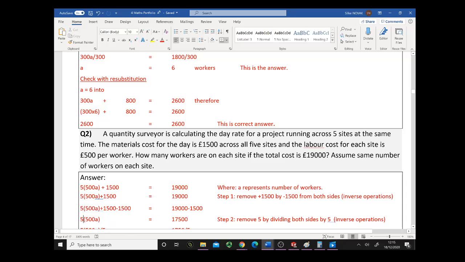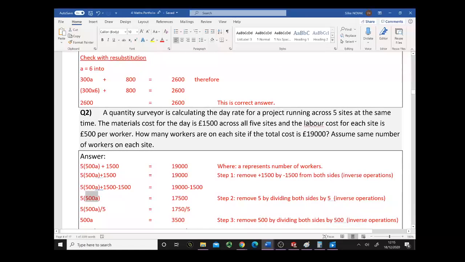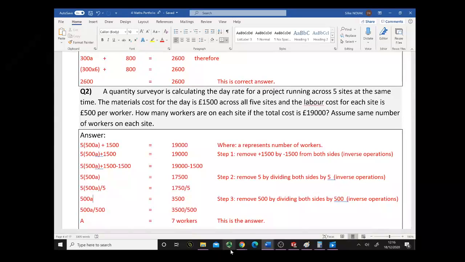Now this 5 is multiplied by this 500A. So this 500A represents the number of workers on a single site multiplied by the amount they're paid. So this is one number and it's multiplied by 5. So what we need to do is divide both sides by 5 to isolate it. Yes, so now we've got 500A by itself. So what do we do now? We then isolate that A by dividing both sides by 500. And we end up with 7 workers.